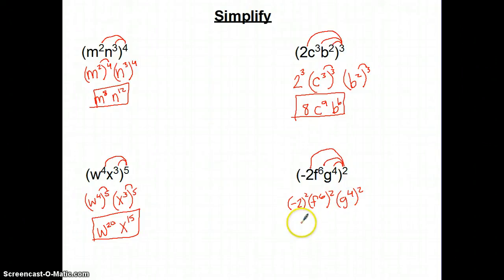Negative 2 squared becomes positive 4. Negative 2 times negative 2 is a positive 4. F to the 6th raised to the 2nd becomes f to the 12th, and g to the 4th raised to the 2nd becomes g to the 8th power. So your final expression is 4 f to the 12th, g to the 8th power.